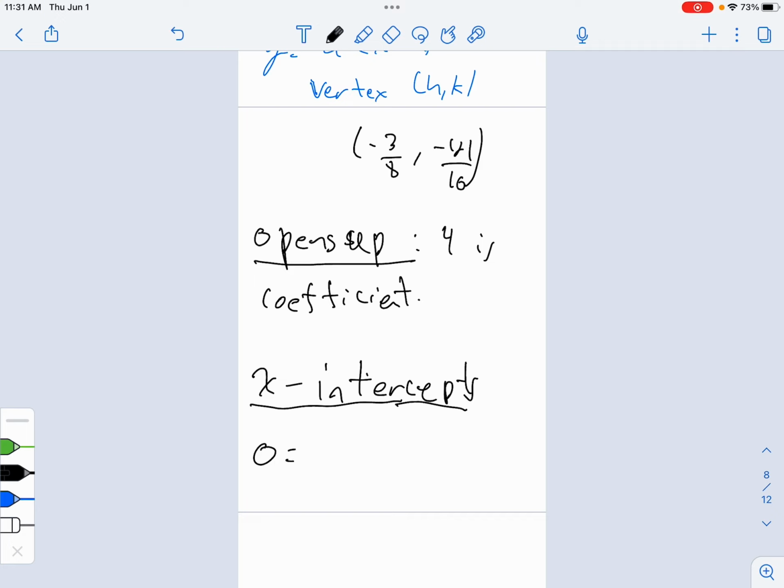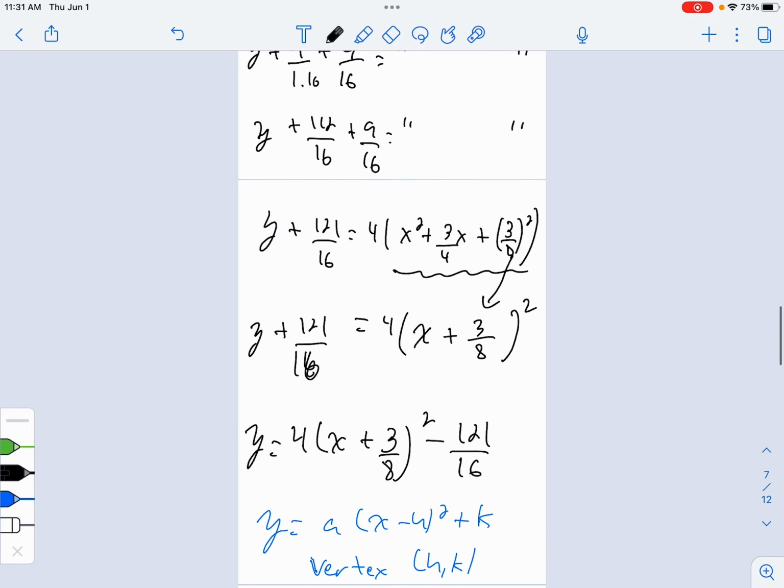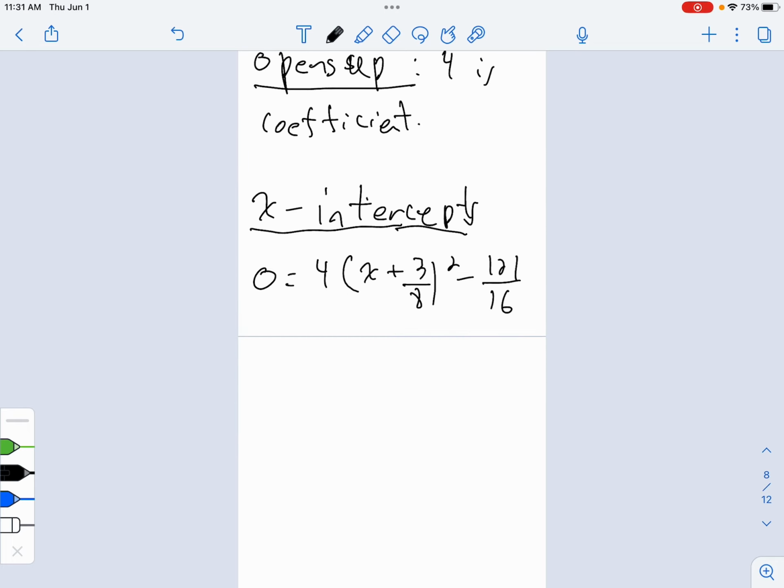For the x-intercepts, you set y equal to 0, because the x-intercept just means where the graph crosses the x-axis, and on the x-axis y is 0. So you would have 4 times x plus 3/8 squared minus 121/16. I'm going to solve this equation by isolating the part with the x. So I'm going to start by adding 121/16.